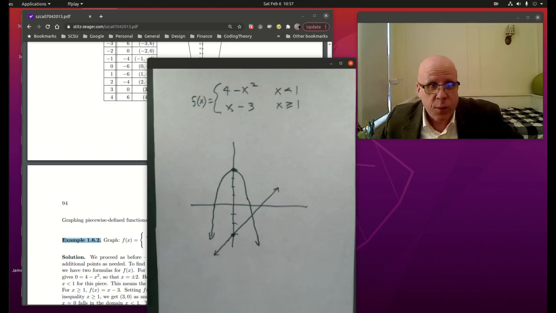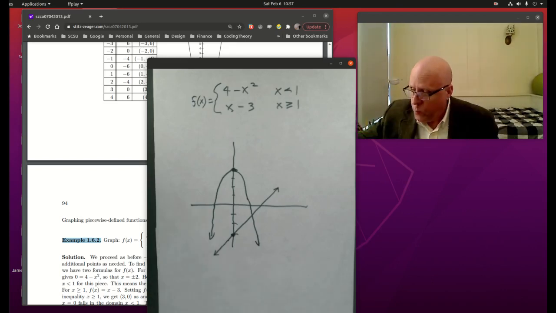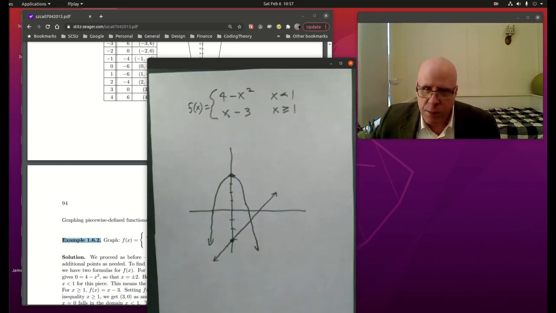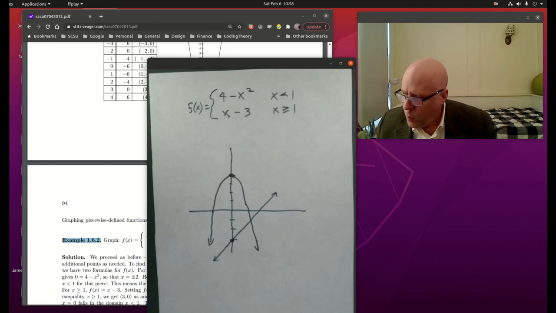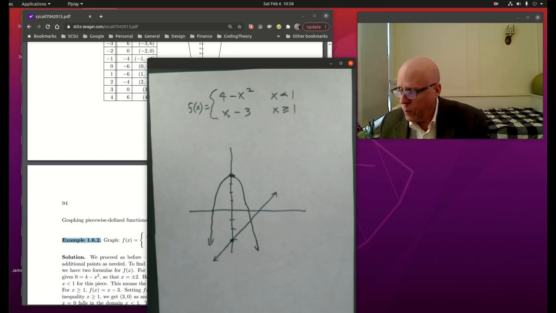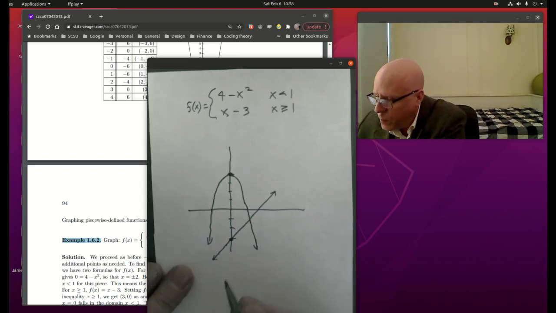For instance, what I've drawn so far isn't a function. Do you see how there are vertical lines that would hit the pair of these things twice? So what I need is a single graph that does what we want: while our x coordinate is less than 1, it will be on the parabola graph, and when we're greater than or equal to 1, it will be on the x minus 3 graph. Let me do that part first.